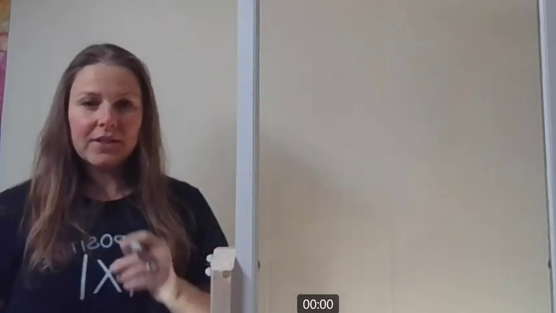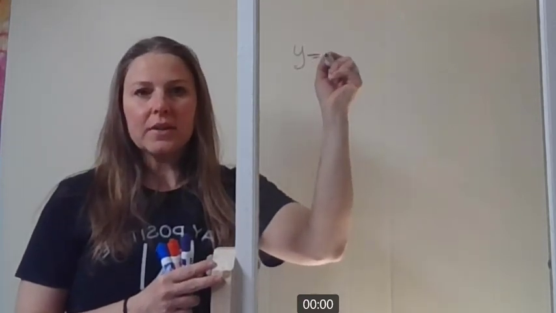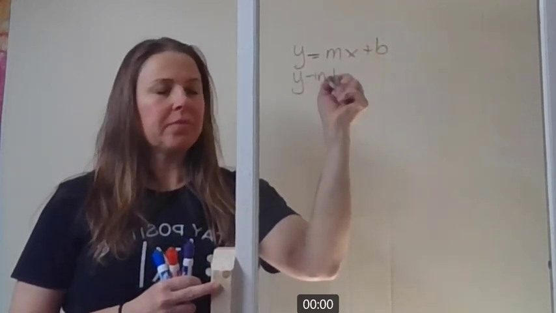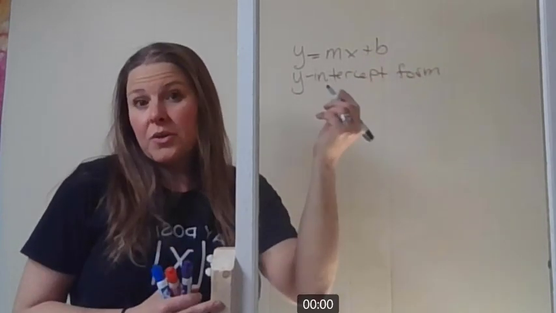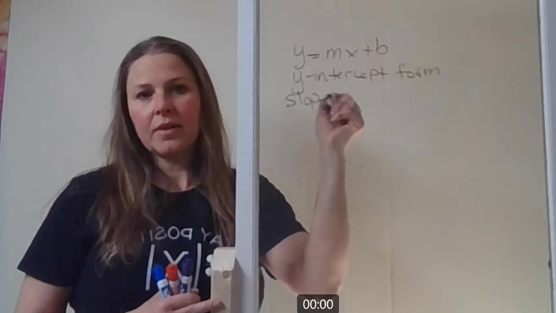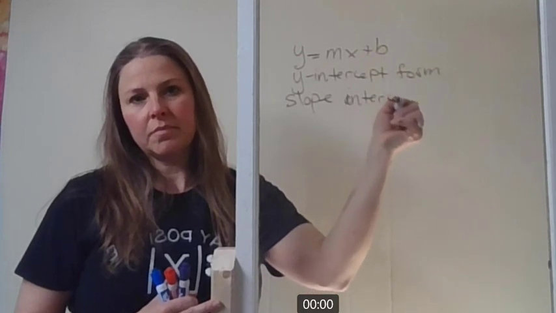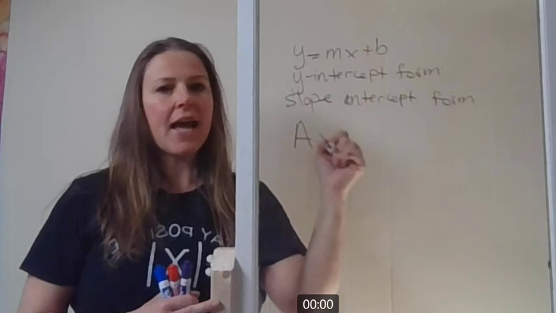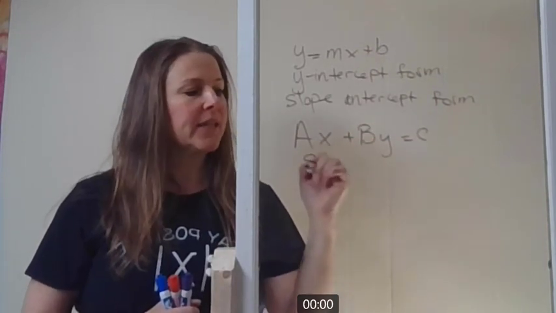Welcome. Today we're going to talk about two different forms of linear equations. One form is y equals mx plus b, and that's called y-intercept form. You can also call it slope-intercept form, depending on what book you read for fun. The other form is ax plus by equals c, and that's called standard form.